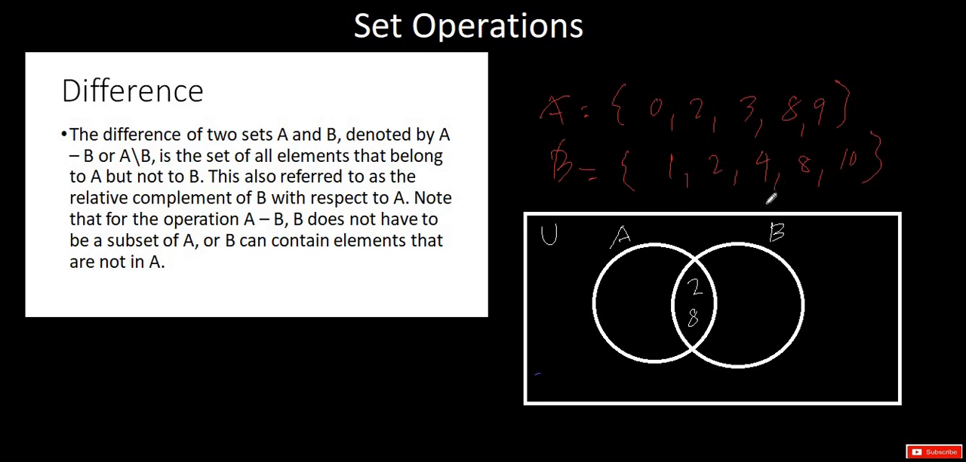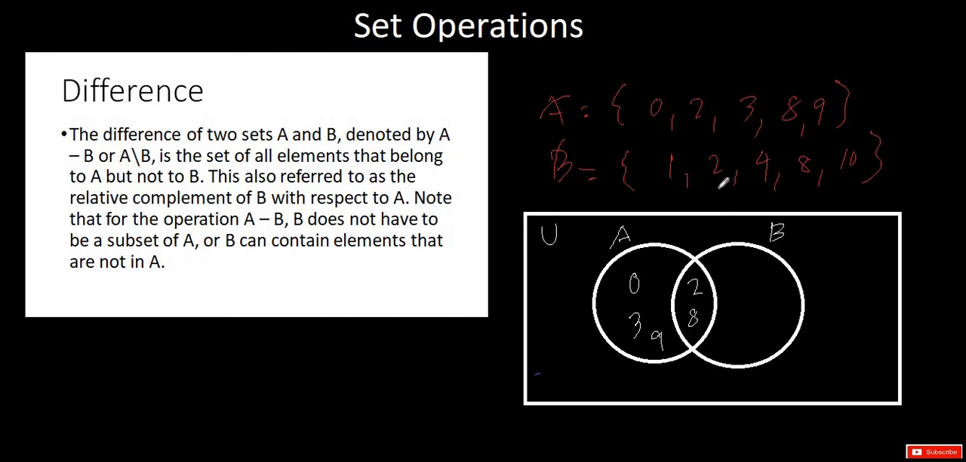Then, what are other elements of set A that are not in B? We have 0, 3, and 9. Let us check if these elements are already all the elements of set A. We have 0, 2, 3, 8, and 9.